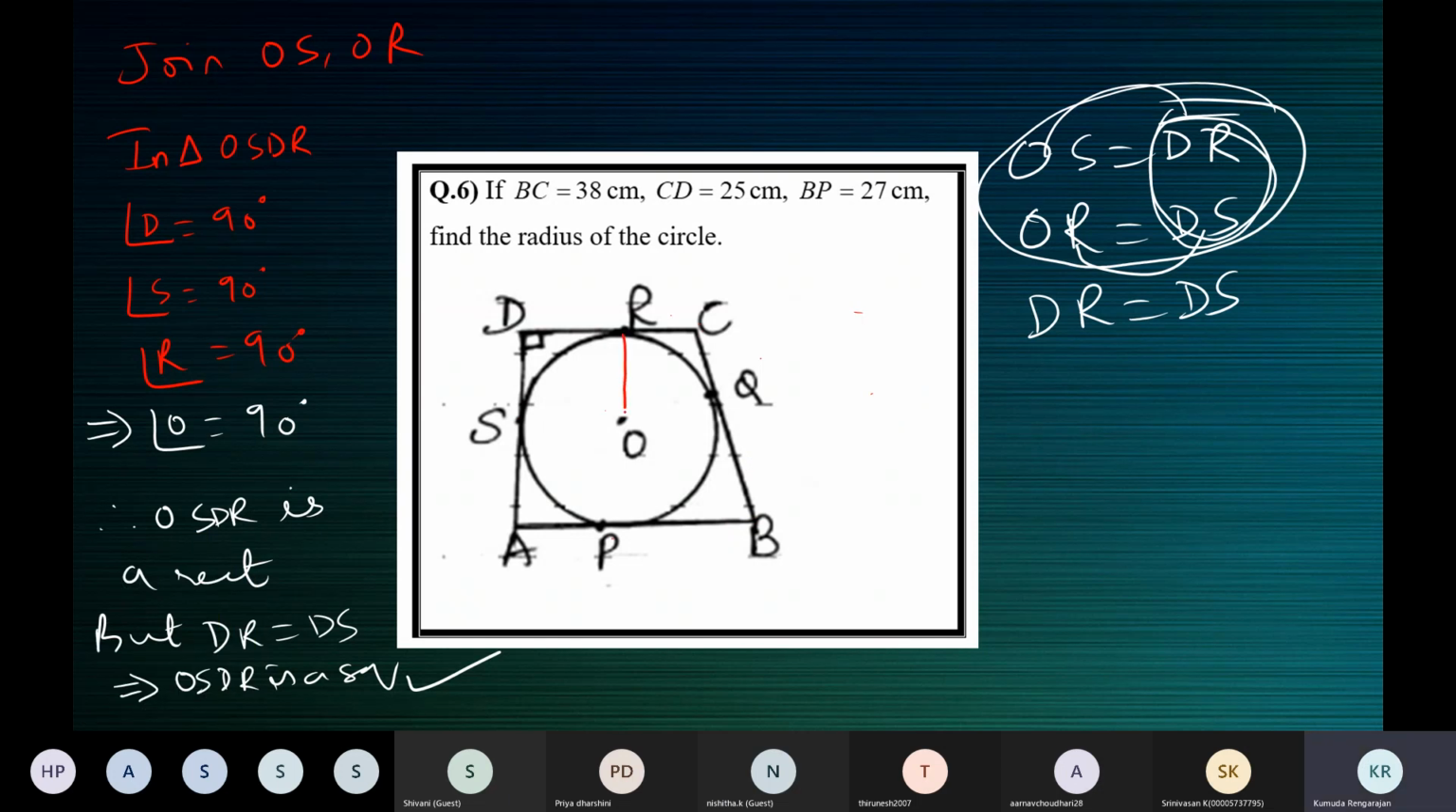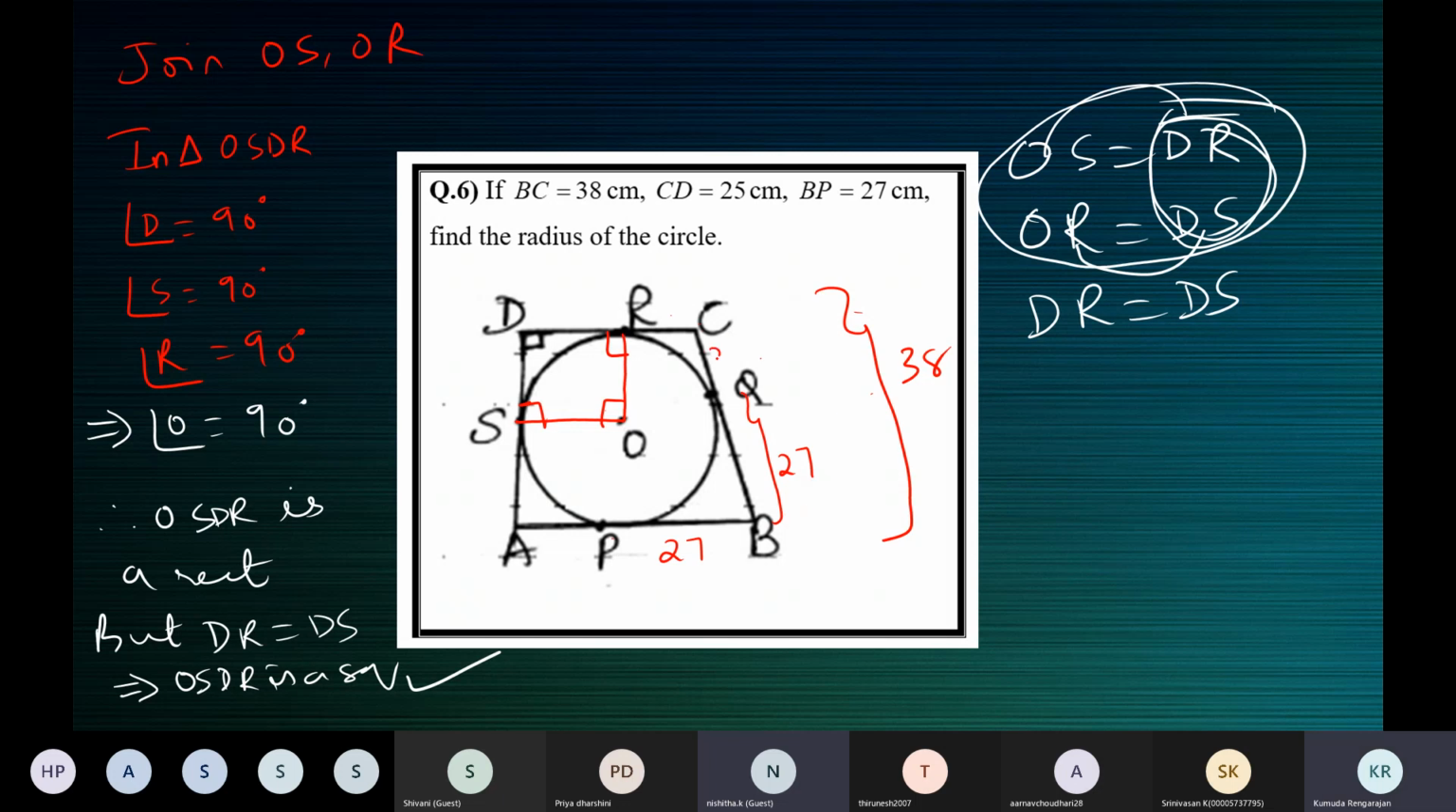So first step, prove that this one is a square. This is a square. This one is 27, and this one is also 27 because BP is equal to BQ. But the full thing is 38. BC is 38. The full thing is 38 and this portion is 27.